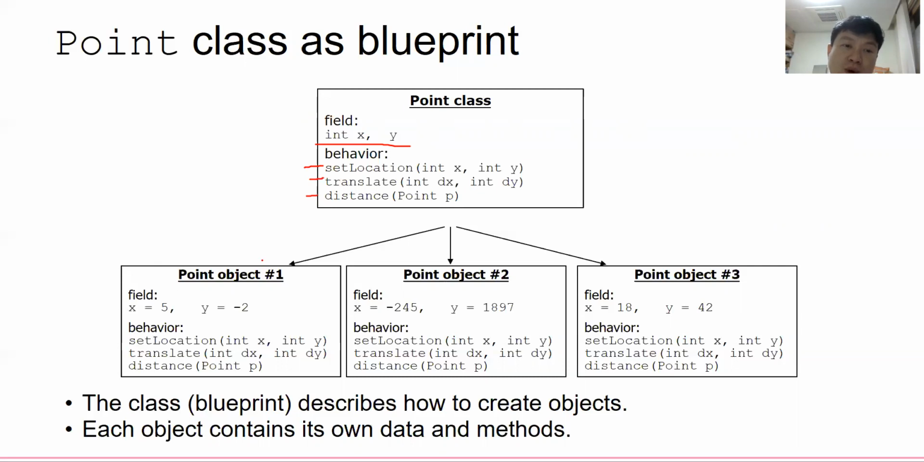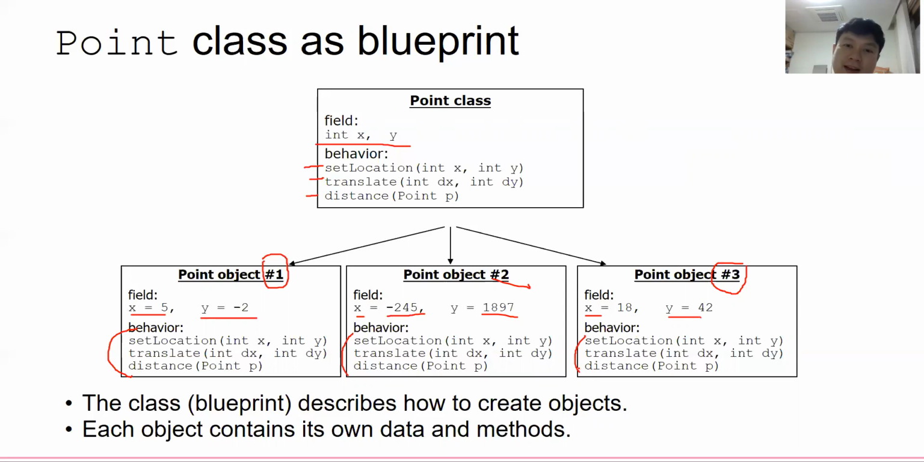Whenever you have a new object, say object number 1, then you will have x, for example, 5 and minus 2. What about the other behaviors? They can access all these behaviors. But object number 2 has x of minus 2, 4, 5, and y is 1, 8, 7, 9, 7. What about the behavior? They are all accessible from object number 2. What about object number 3? Let's say I have x equals 18 and y equals 42. So they are the same.